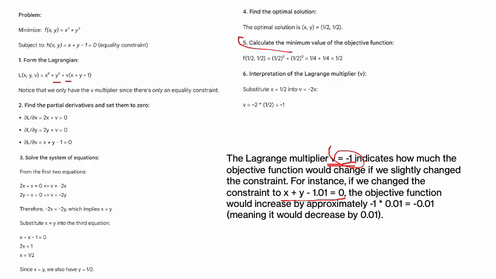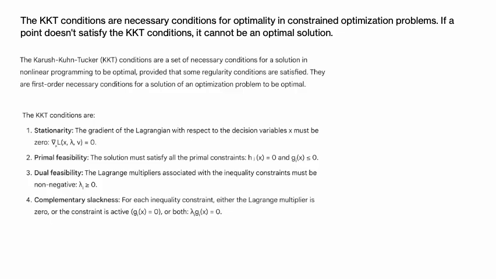Now this is for equality, but let's say you have an inequality constraint, right? It's a bit more complex. So we introduce something called KKT, and only if the KKT conditions are met is optimality achieved, right? So what are the KKT conditions? There are 4 conditions: stationarity, primal feasibility, dual feasibility, and complementary slackness, right? We'll look into what each of them means, but basically stationarity means the gradient of the Lagrangian with respect to the decision variable x is equal to 0, right?